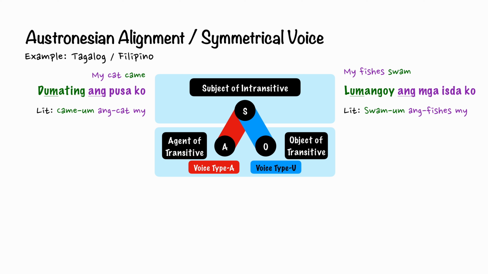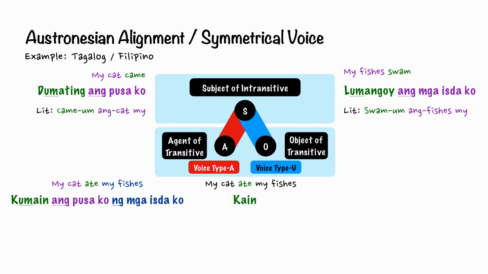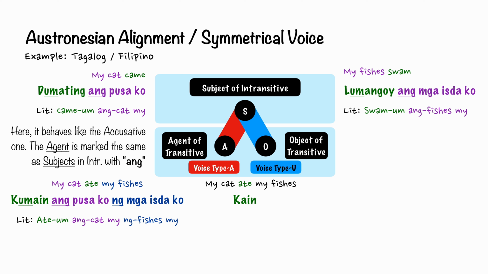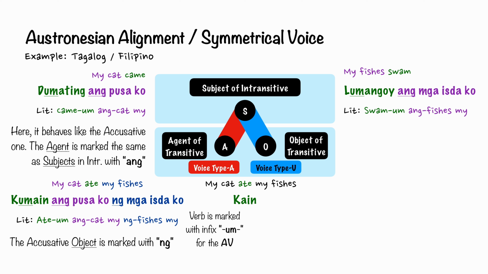For a sentence with transitive verbs, let's use my cat ate my fishes. In Tagalog, we will use the verb kain or ate. On the left side, for my cat ate my fishes, we have kumain ang pusa ko ng mga isda ko. Literally, ate ang cat my ng fishes my. Here it behaves like the English or nominative-accusative alignment. Both the subject S and the agent A are marked with ang. The object O is marked differently with ng. The verb is marked with the infix um to indicate agent voice or agent focus.